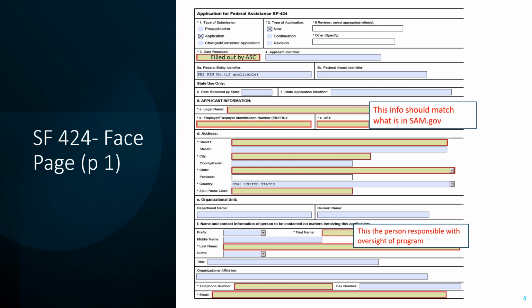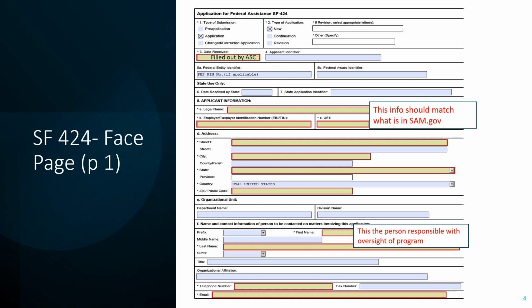Number 5A, please fill this out if you were a past recipient. If you were issued a PMS, or Payment Management System, PIN number, you will put that there. If you did not have a grant from the ASC, you can leave this blank. You will then jump to number 8.